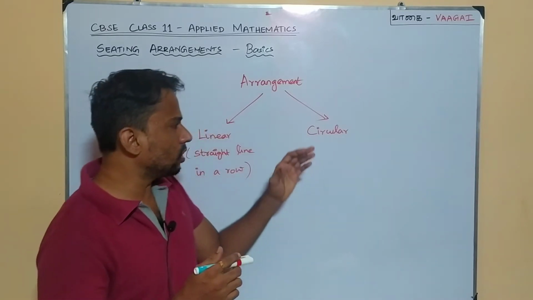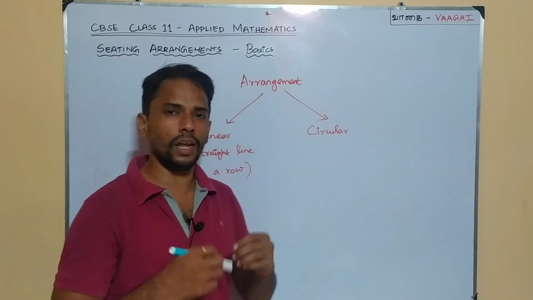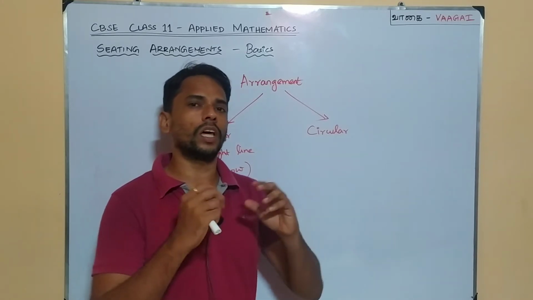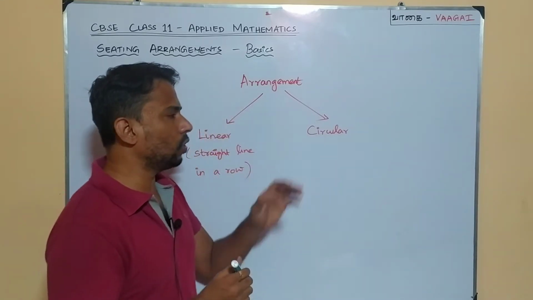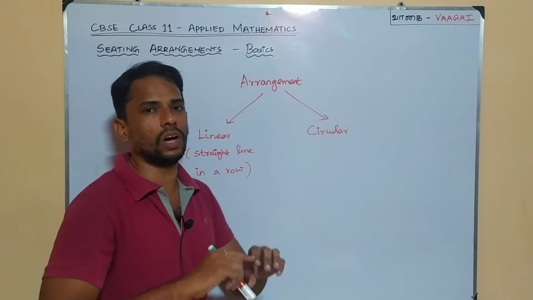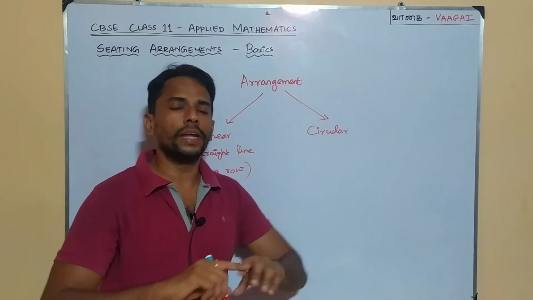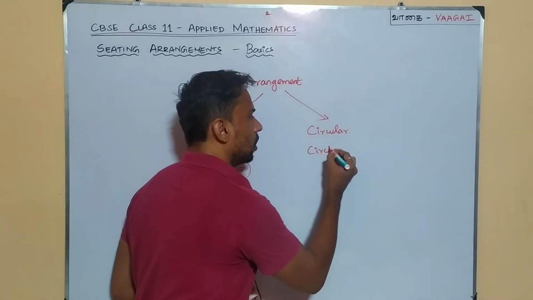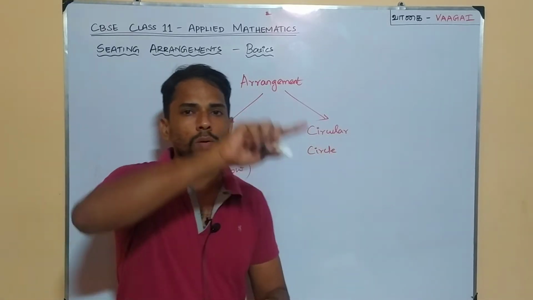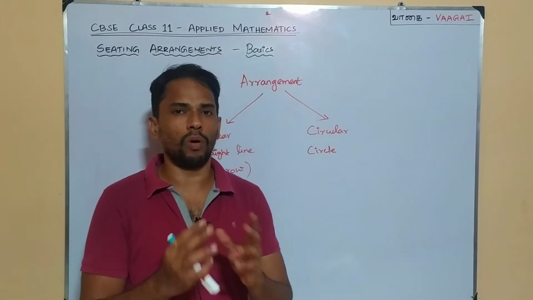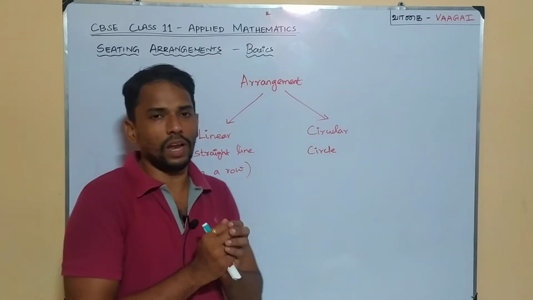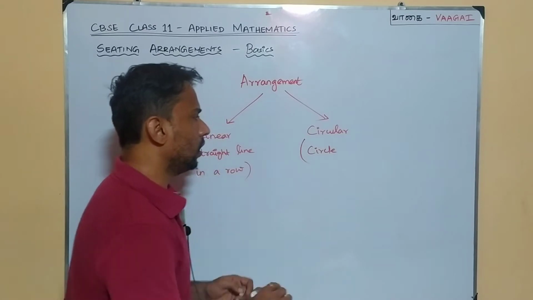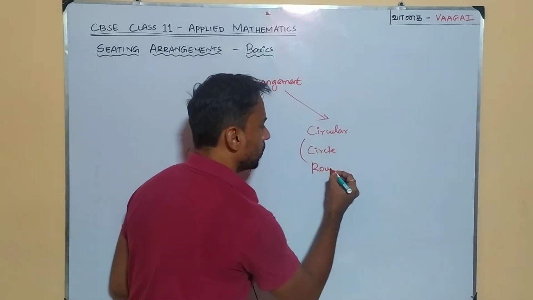Next is circular arrangement, and from the name itself we can easily understand what a circular arrangement is. Circular arrangement is nothing but arranging people in a circle. In a circle shape, or in a round manner, we have to arrange a group of people, and that is what you will have in this kind of circular arrangement puzzle.